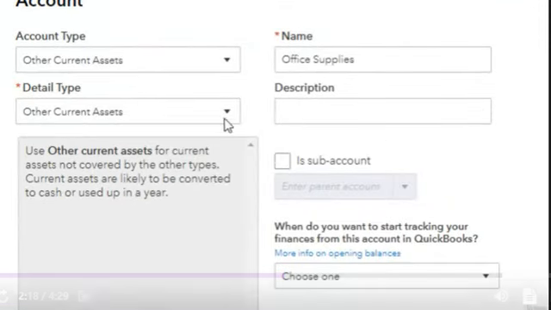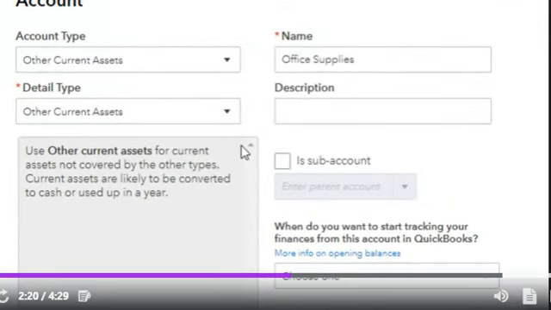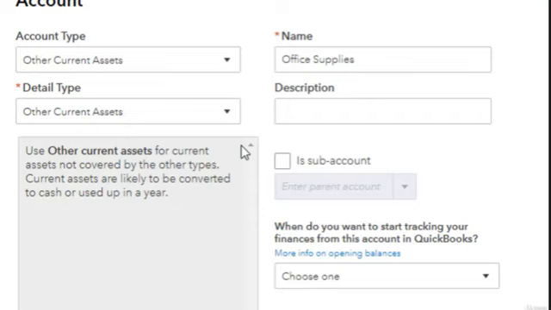So this is a current asset because we just bought a year or less supply of paper, $100 worth. The detail type is other current asset, and then the name is we're going to call it office supplies for that account, so that we'll see how much office supplies we have available for us.